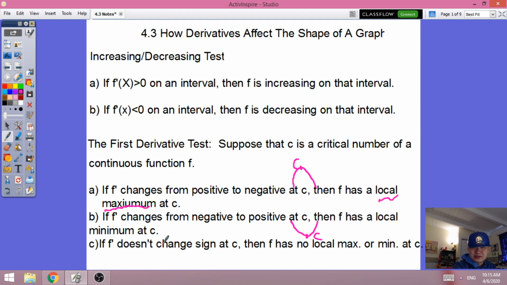If f prime does not change sign at c, then f has no local maximum or minimum at the value of c. Let's say it just keeps increasing. At c right here, it's not the max or the min. Or this one is just decreasing. For the value of c right here, there's no max or min.